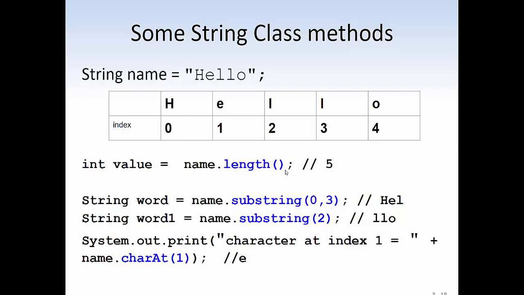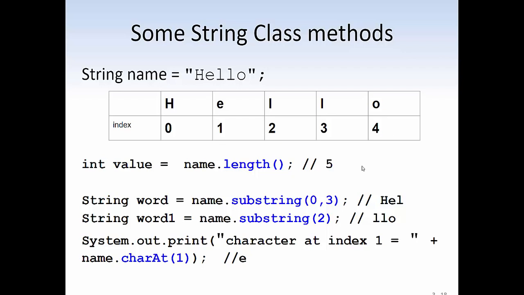So to get the length of the string, which is the number of characters, we're going to call the length method. That's going to return an integer, and it looks like we're putting it into a variable called value. Notice the length, or the number of characters of the string, is 5. The indices go from 0 to 4.